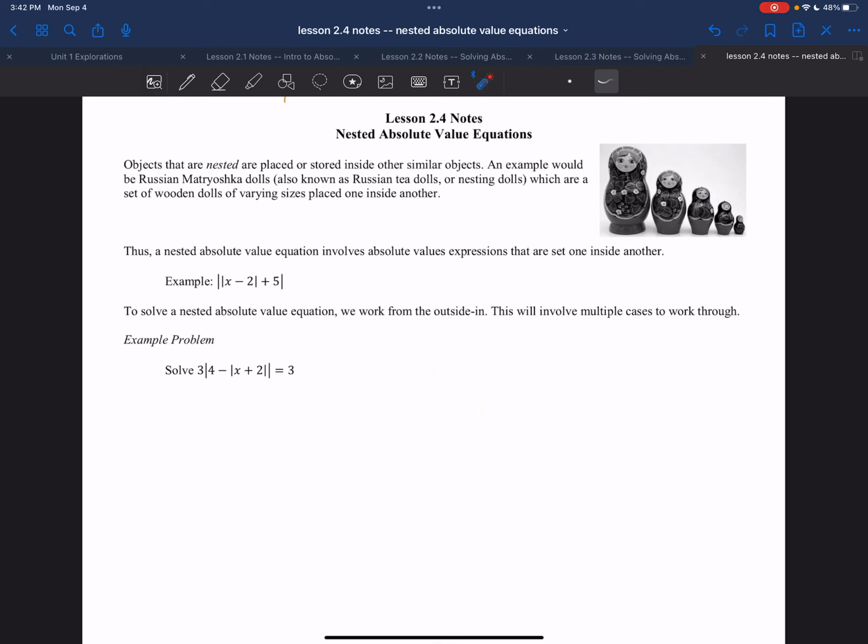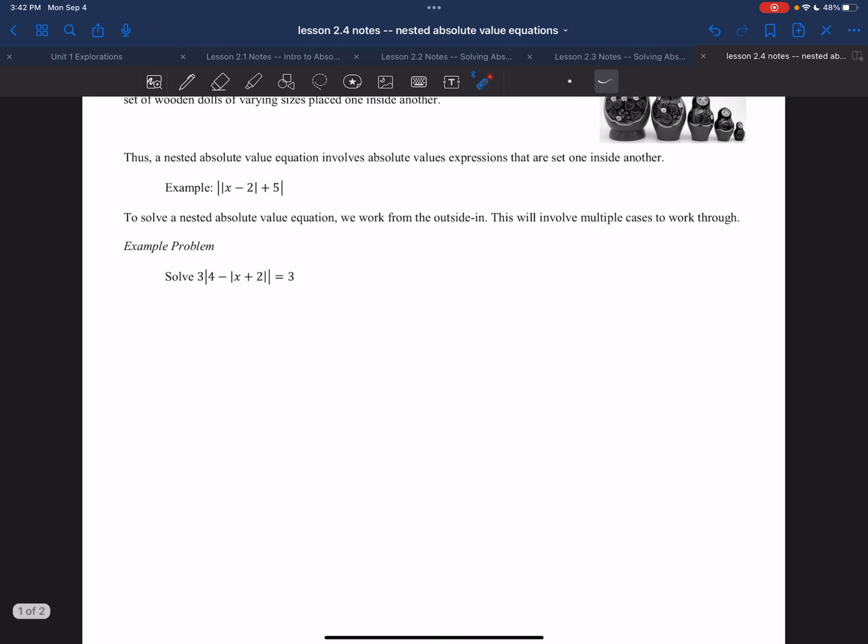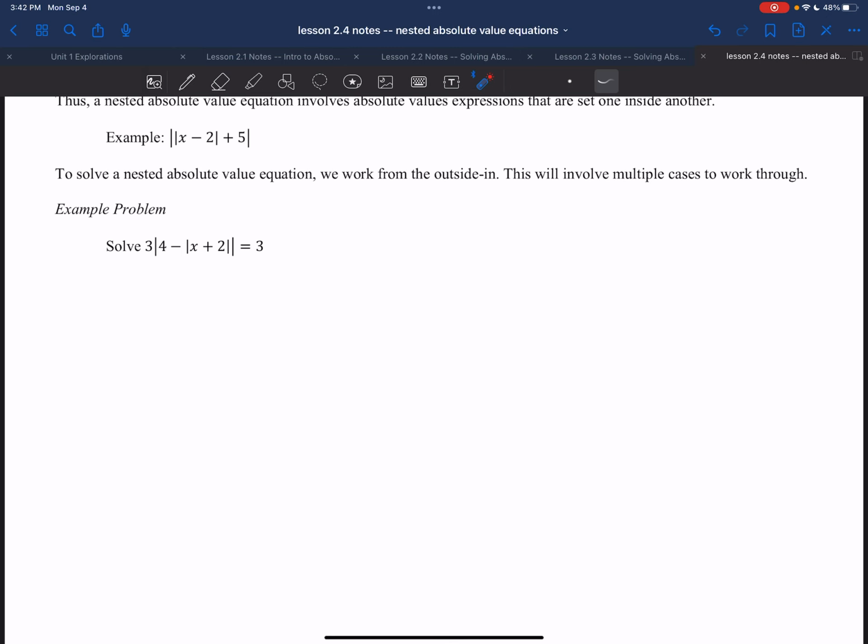Now, there's not a whole lot new here. In fact, you might be able to figure this out yourself, but I wanted to make a video on it to make sure it's clear how you're supposed to do these. To solve a nested absolute value equation, I'm only doing one example in this video, you work from the outside in, and that's going to involve multiple cases that you have to work through.